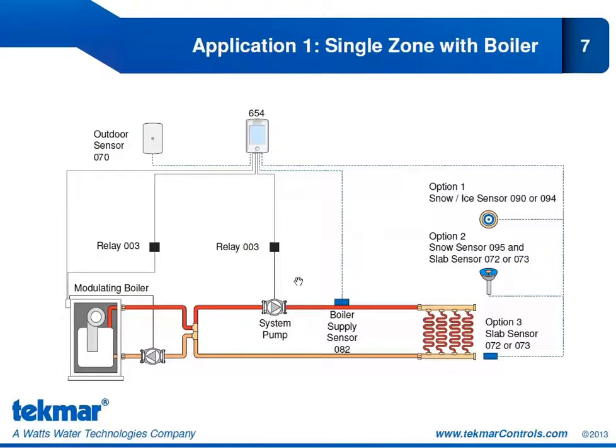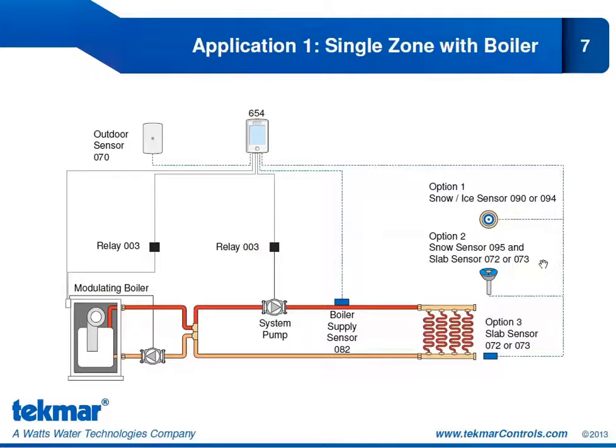Remember, once we set that auxiliary relay up to system pump, this pump is going to operate continuously whenever we're in melt, idle, or storm. We have our boiler supply sensor going to our 654, and we have our optional sensor devices on the right-hand side. So option 1 is the snow ice sensor 090 or 094, and that will give us the automatic start and automatic stop.